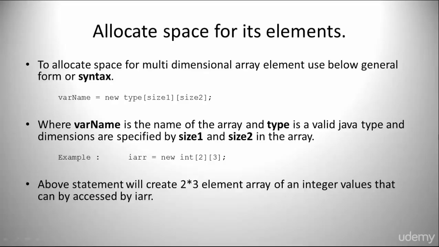In order to use it, it's important to allocate space for the elements. To allocate space for a multidimensional array element, you need to use the below general form, or the syntax, where varName is the name of the array and type is a valid Java type, and the dimensions are specified by size1 and size2 in the array. Here you can see in this example that the above statement will create a 2 times 3 element array of integer values that can be accessed by using iarr.